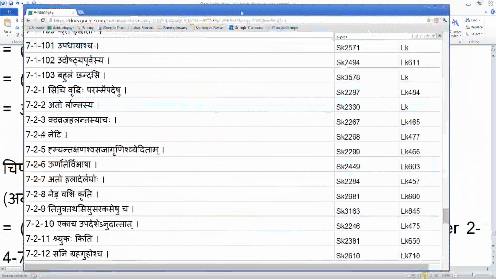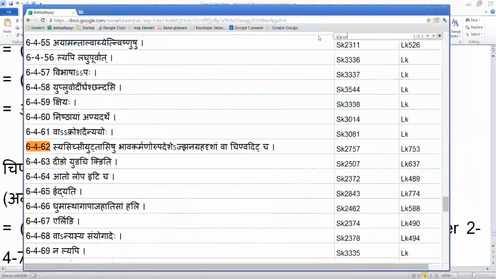Chinvad bhavaha. Remember the sutram which we studied a long time back, 6462. Sya sich siyuttasishu bhavakarmanoho upadeshe ajjanagraha dusham vachinvad itcha. So bhavakarmanoho, in the passive. If you have an angam which consists of a dhatu which in upadesha, shouldn't say dhatu part, upadesha. Upadeshe yo ajja. It should be an ach which is in upadesha.